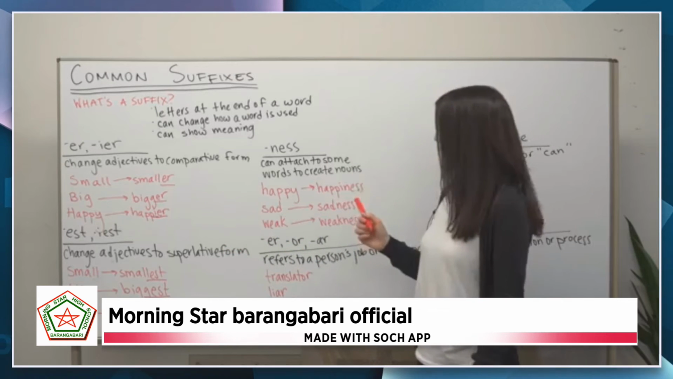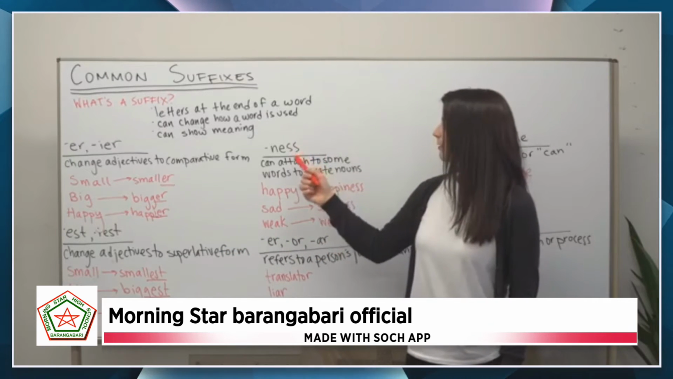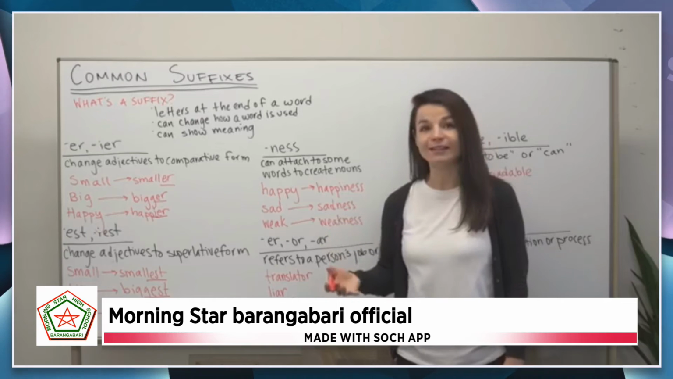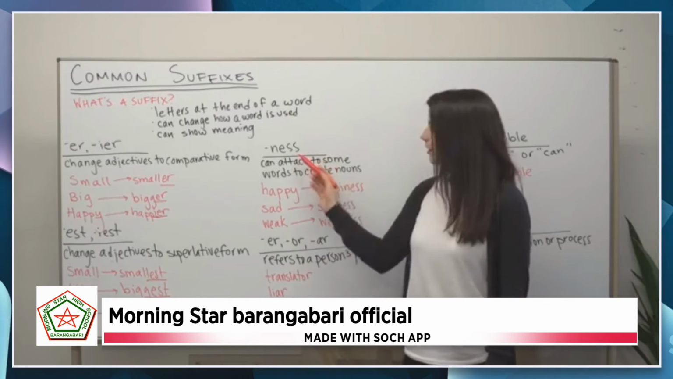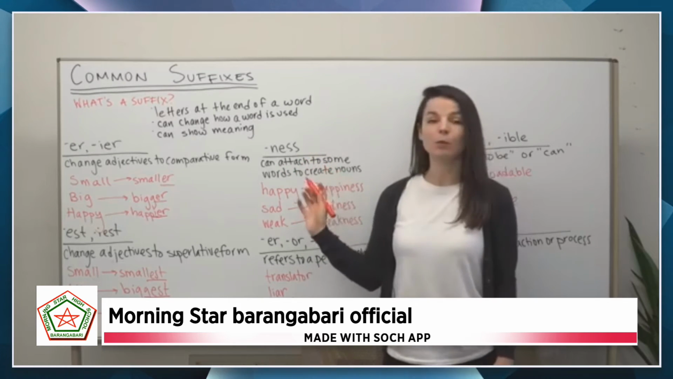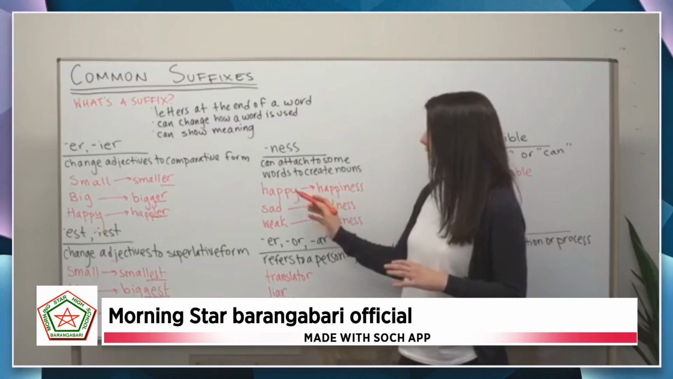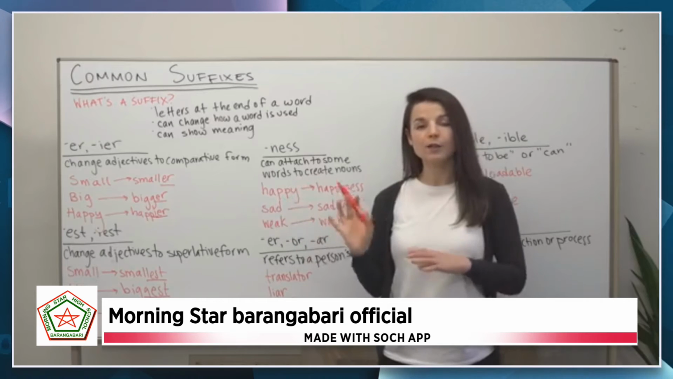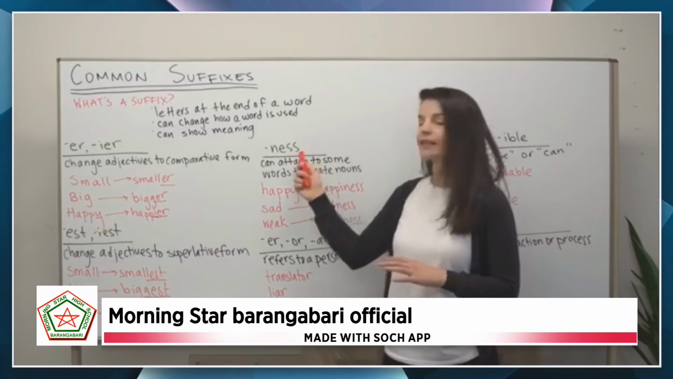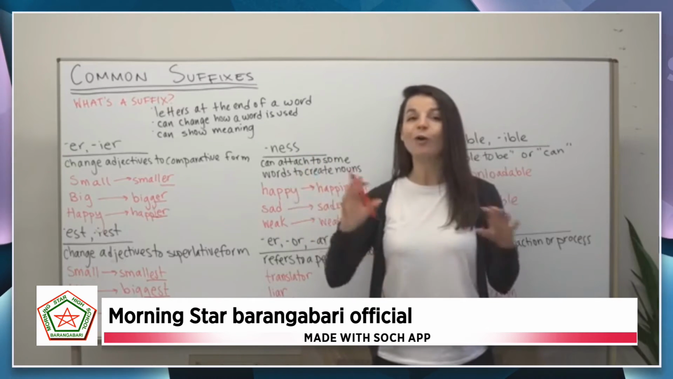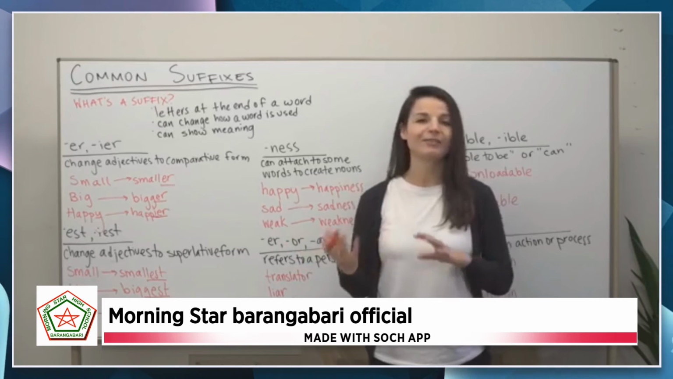Let's look at another one though. Let's look at the suffix NESS, ness. So this suffix can be attached to some words to create nouns. So again, let's look at a few examples, and also please be careful. We cannot attach ness to all words to create nouns. It's kind of a trick.